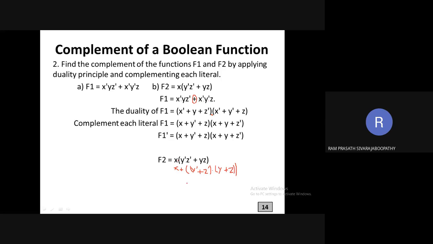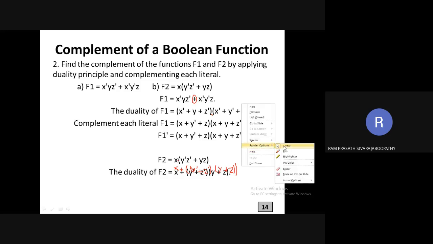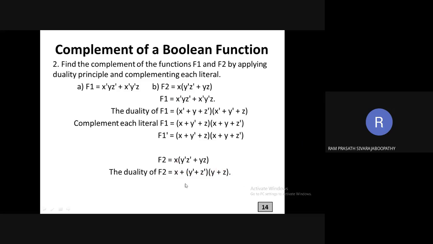What did we say the next step is? All the variables must be complemented. So we will be getting it like this: x bar plus y plus z dot y bar plus z bar. That's it. Is it clear or do you have any doubts?